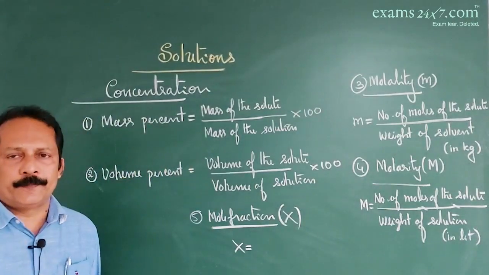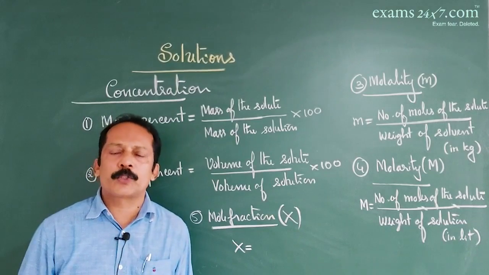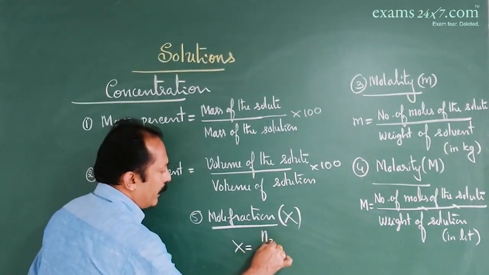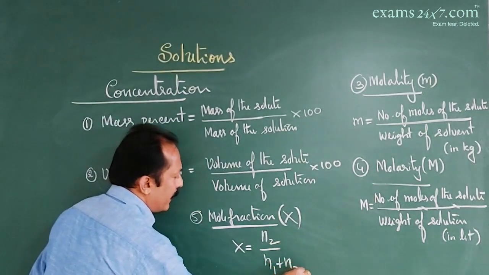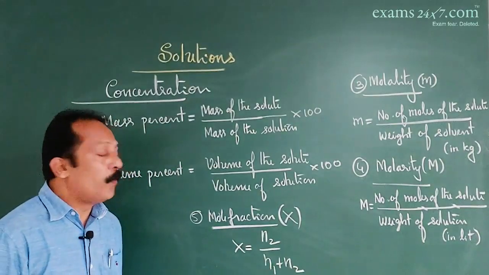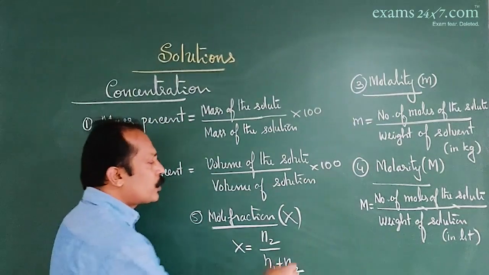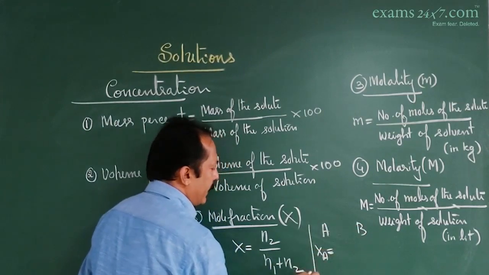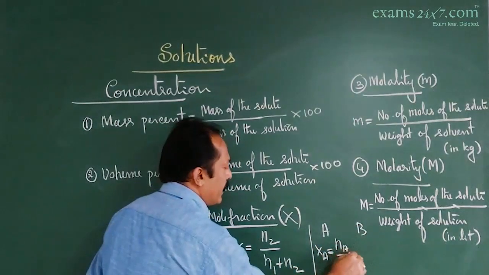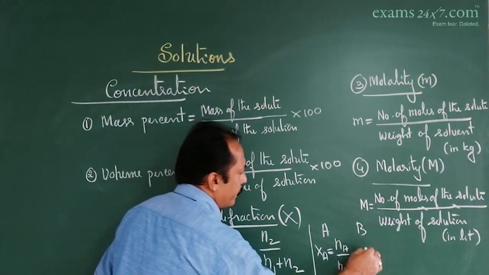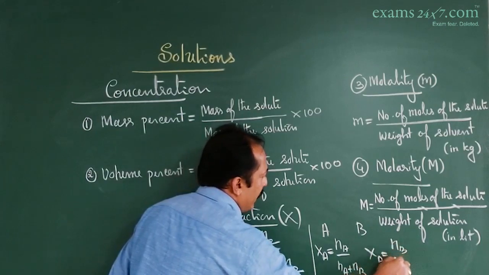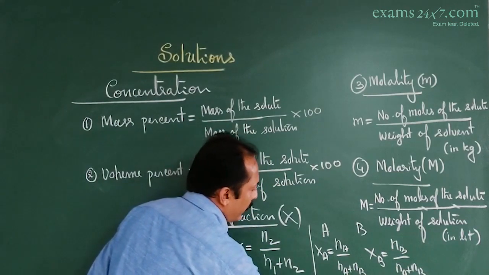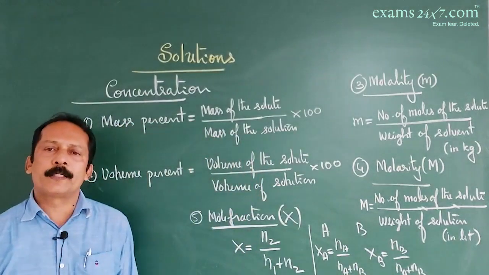If there are two components, N2 represents the number of moles of the solute and N1 represents the number of moles of the solvent. So here, N2 divided by N1 plus N2 gives the mole fraction. And if there are two components, A and B, XA is equal to NA divided by NA plus NB. Mole fraction of B is equal to NB divided by NA plus NB. The sum of the mole fractions is always equal to 1.